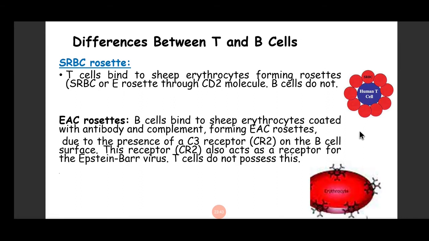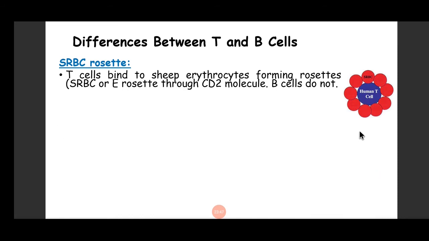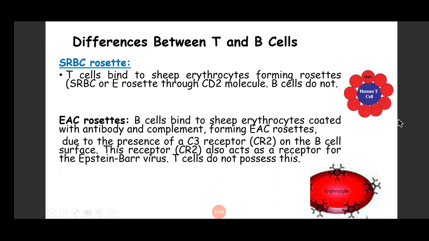A similar thing can also happen with B cells, provided we tag the sheep RBCs with antibody and complement, because B cells have a complement receptor on their surface, CR2. So if sheep RBCs are tagged with antibody and complement, they can also give this picture, and we call that an EAC rosette: E for erythrocyte, A for antibody, C for complement. Here SRBC means sheep RBCs. So B cells show an EAC rosette and T cells show an SRBC rosette.